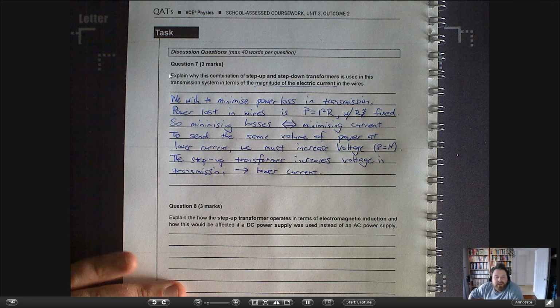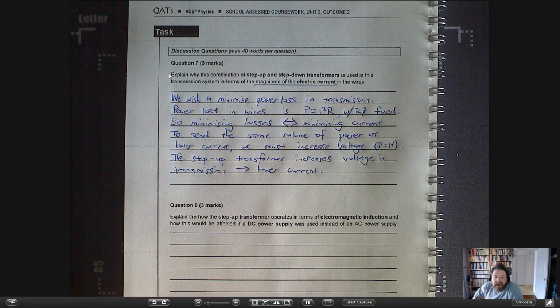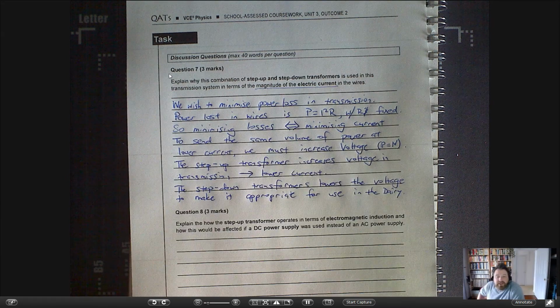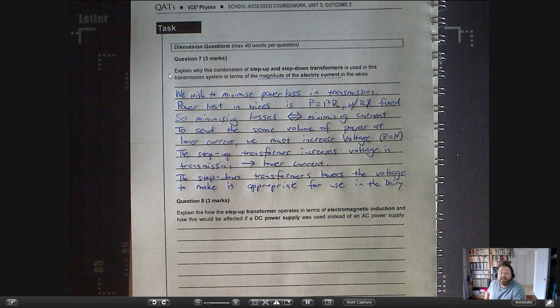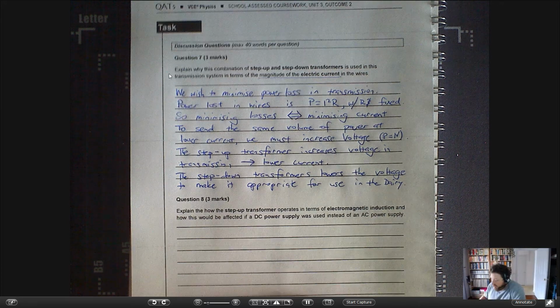And then you just want to finish it off by saying, okay, well, if that's why we put the step up in, why do we put the step down in? So the step down transformer just lowers the voltage to make it appropriate, to make it whatever voltage it needs to be for the dairy.